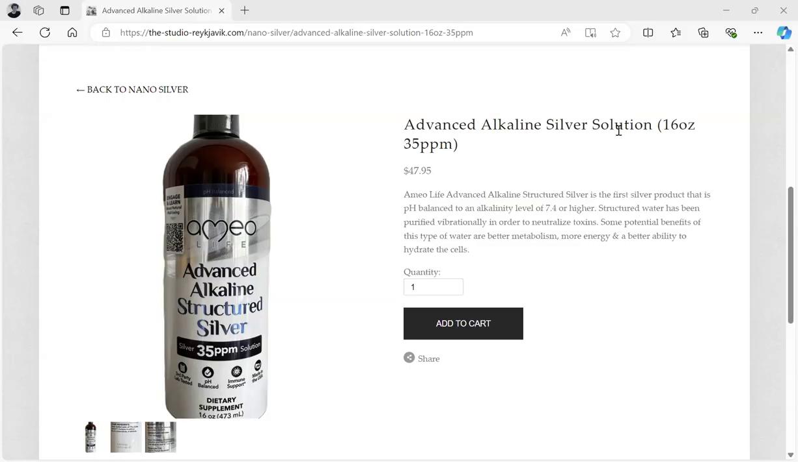The product that I'd like to talk about today is the Advanced Alkaline Silver Solution 16 ounce. It's 35 parts per million of structural nanosilver, and basically, what you do is you take a teaspoon of this a day, you swish it in your mouth, you gargle with it for about 20 seconds and swallow it. This way, it's neutralizing pathogens and it helps to maintain a mucosal barrier and also helps to provide a good cleanse and provide a good gut biome.